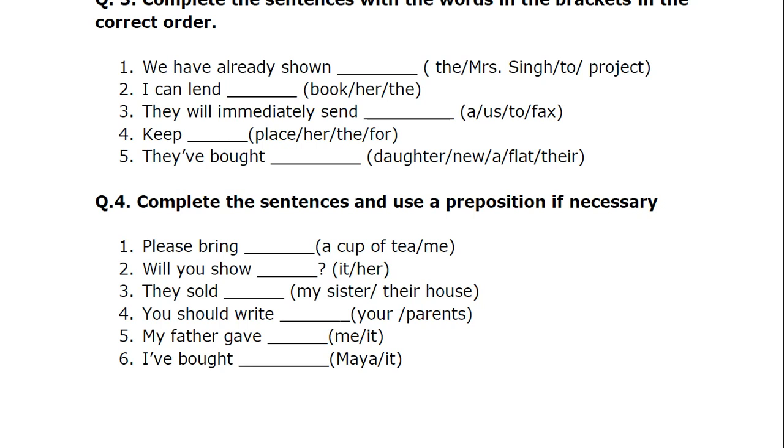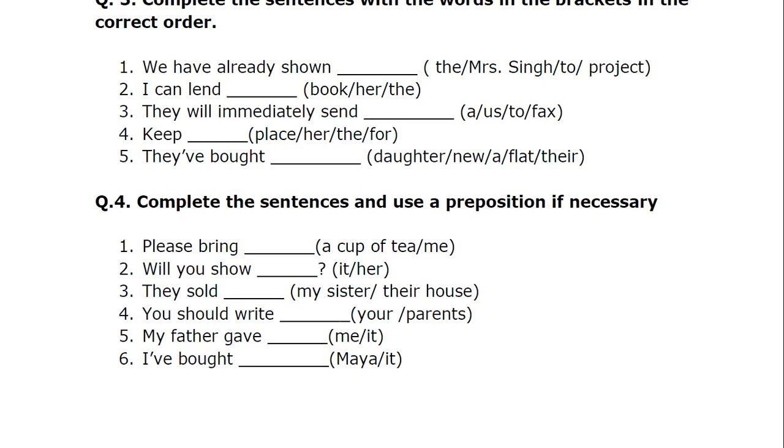Fourth one. Complete the sentences and use a preposition if necessary. So here, what they have done in this, they have not put the preposition. Now, because of the preposition, you know whether the direct object comes first or the indirect object comes first. Now here you have to think. Maybe there you need to add a preposition. So the first one will be, please bring me a cup of tea. You can say bring me a cup of tea, or you can also say bring a cup of tea for me. Both ways are fine, but whichever way you write, the English should be proper.